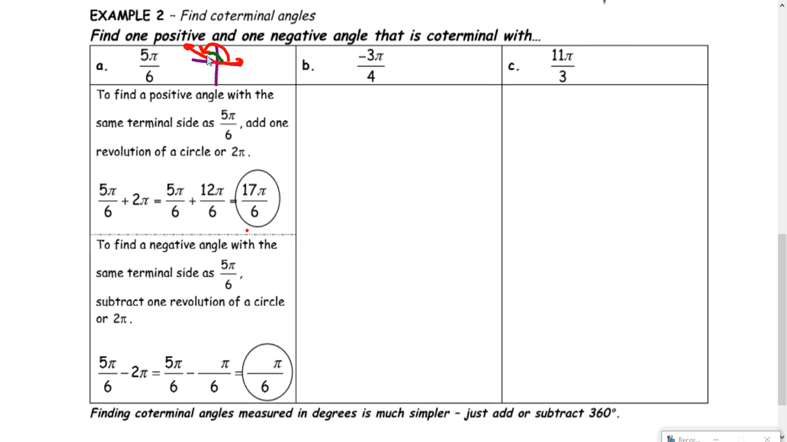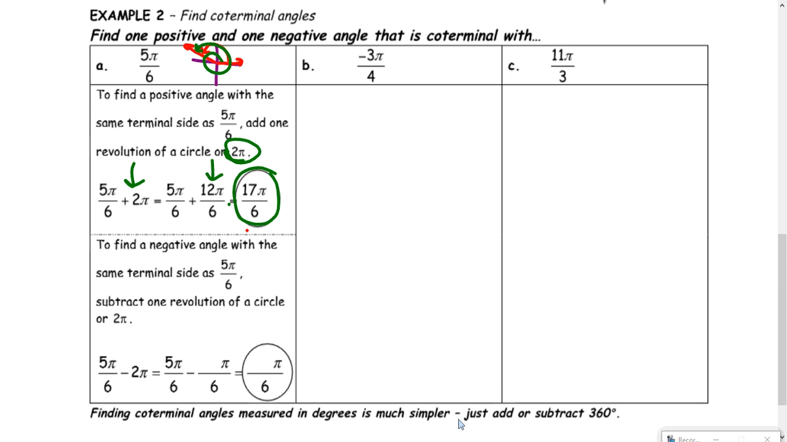So if we started out and we spun all the way around and then we went 5 pi over 6, we would land in the same place. So to do that, we're going to add 2 pi, or one revolution of spinning all the way around. So if I'm going to do 5 pi over 6 plus 2 pi, I have to get a common denominator of 12 pi over 6. So 5 pi plus 12 pi is 17 pi over 6, which is the green angle that I drew up there. That's a positive angle because I spun counterclockwise.